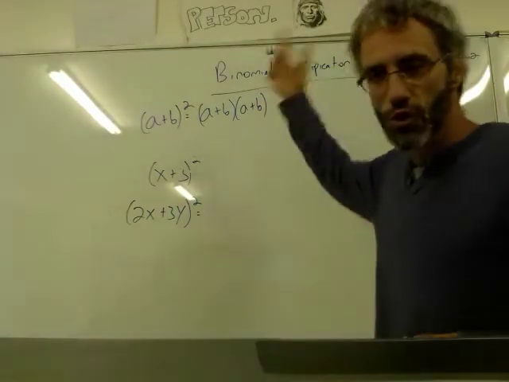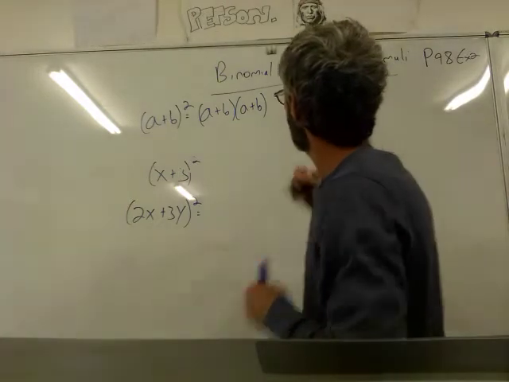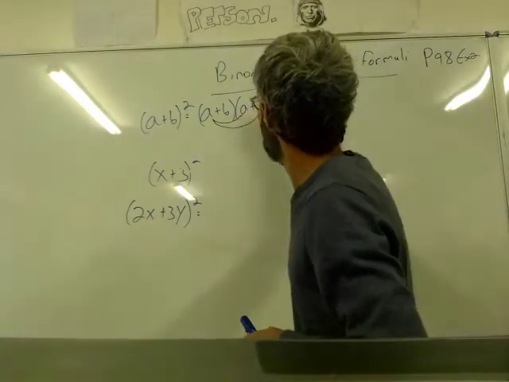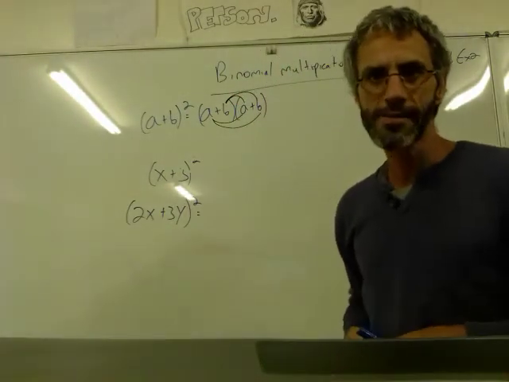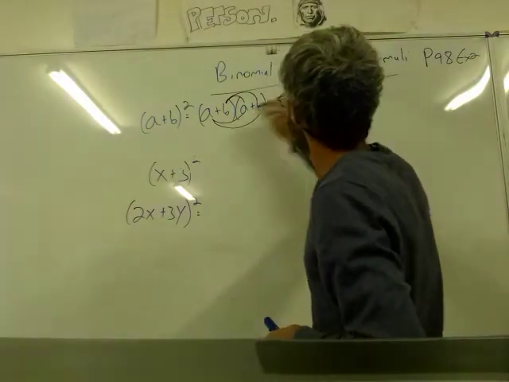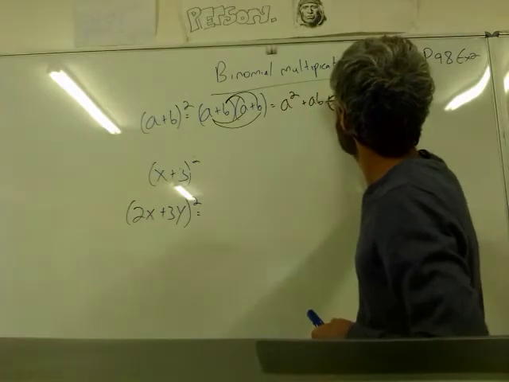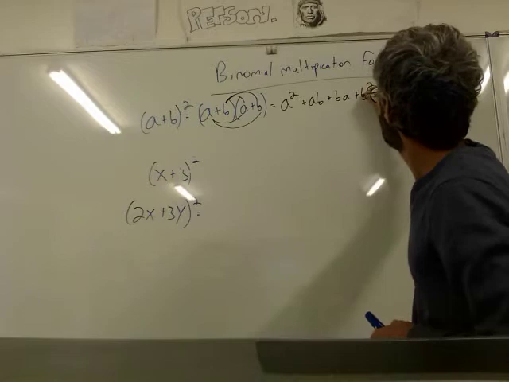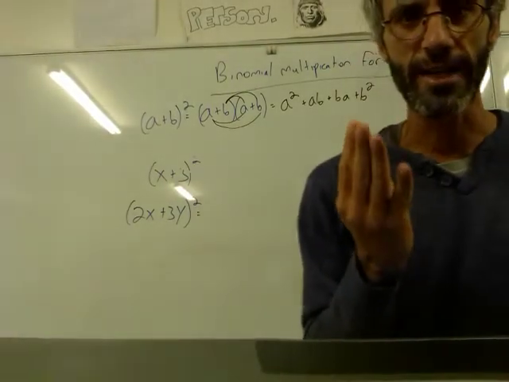Now, this thing we just saw in the last lesson that we did earlier in the week. I'm going to multiply a by a, a by b, b by a, and b by b. Now let's write the answer. A times a is a squared. A times b is ab. B times a is ba. B times b is b squared.